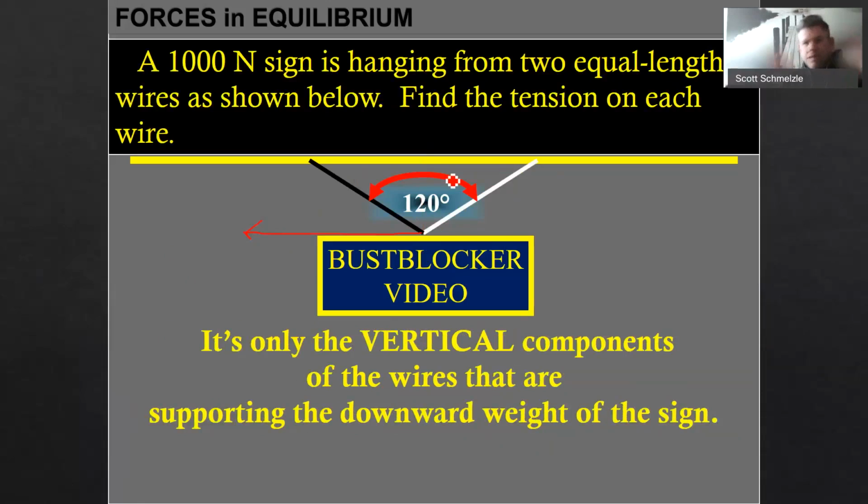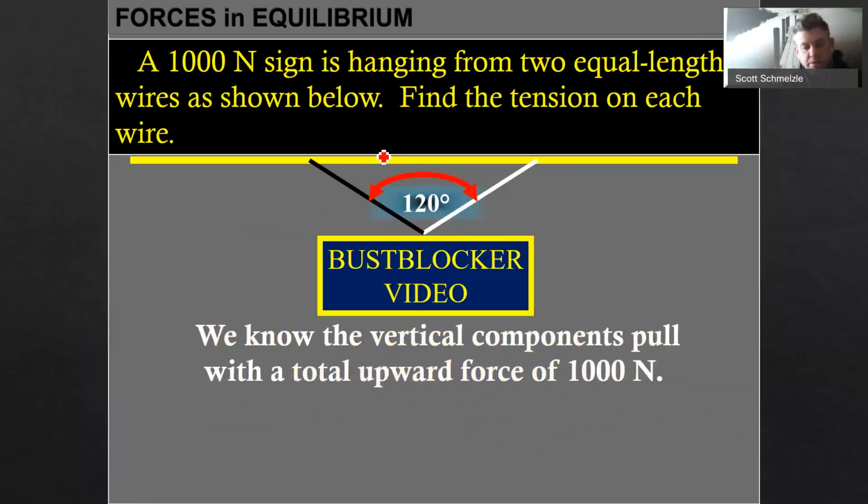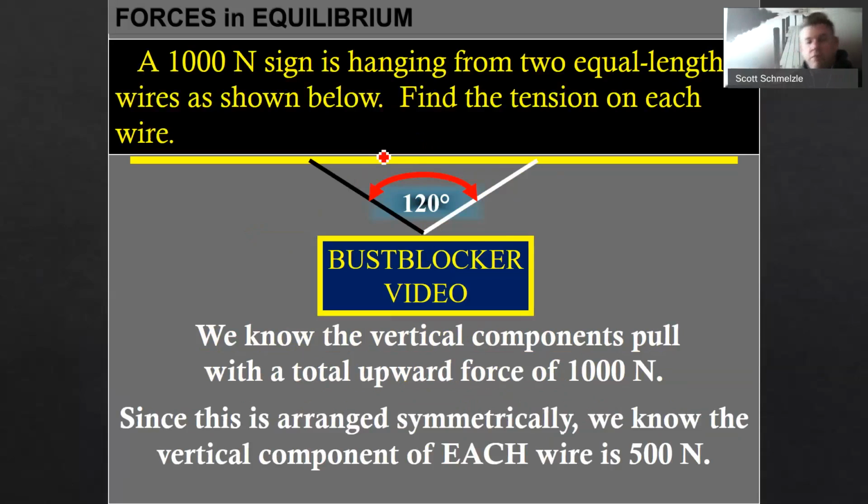Now, if we got some wind sway, yes, that's where it comes into play. But for us, only the vertical component of this is the part that we necessarily care about. All right. Because of that, we can figure out how much of that vertical is there. So we know that the vertical pulls up with an upward force of 1,000. Since this is arranged symmetrically, we know that the vertical component of each one is 500 newtons.